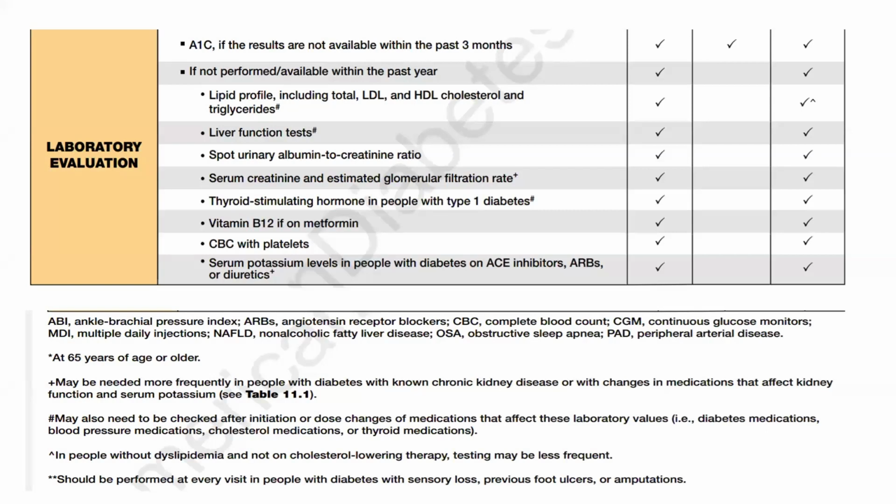Vitamin B12 we don't really do routinely, but of course to see any vitamin B12 deficiency in a chronic metformin taking patient, a full blood count would be enough. And if the patient is on ACE inhibitors or ARBs or diuretics, serum potassium levels, electrolyte levels, we can check. So it is like a summary of the medical assessment, including the history, examination, and investigations.